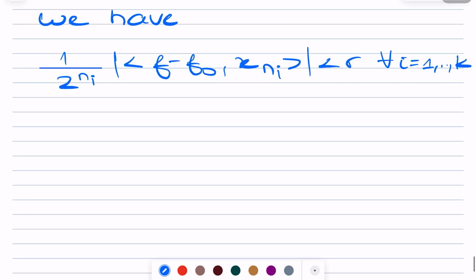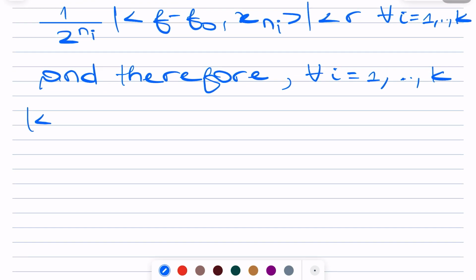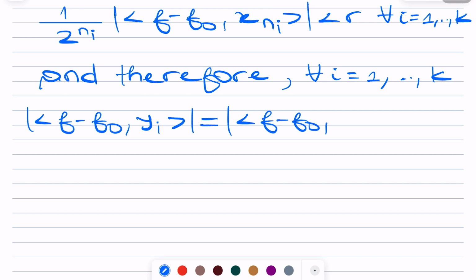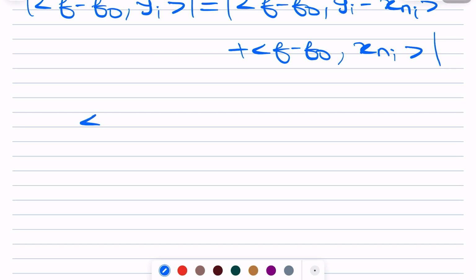So, and therefore, for every i moving from 1 up to k, the absolute value of (f minus f0) at yi is equal to, I mean, this is kind of the triangle inequality, but let's go step by step. So this is (f minus f0) at yi minus xni, plus the dual pairing between f minus f0 at xni, so the absolute value. So this is actually less than, if you use the triangle inequality here.